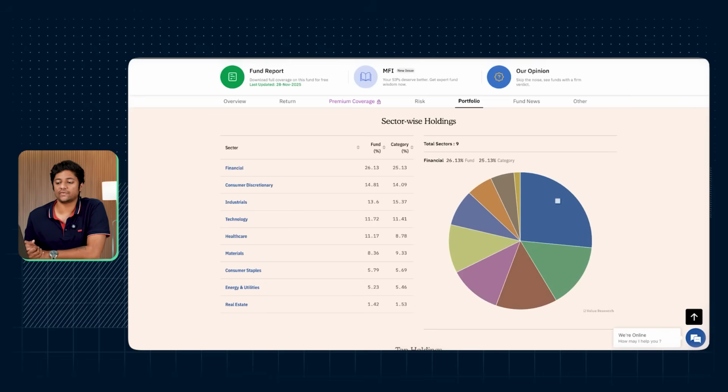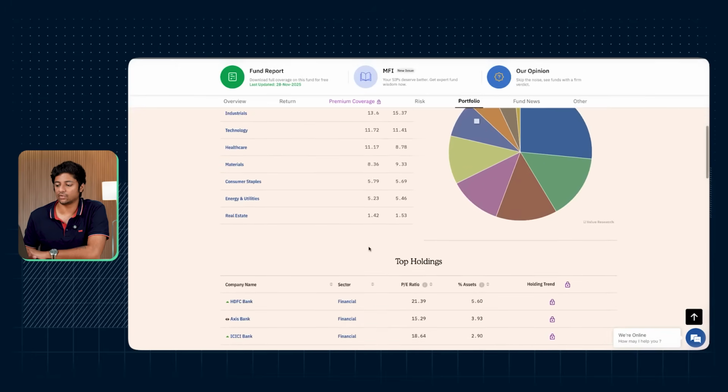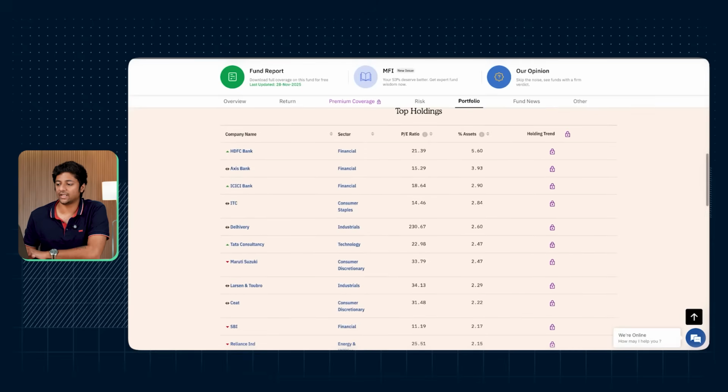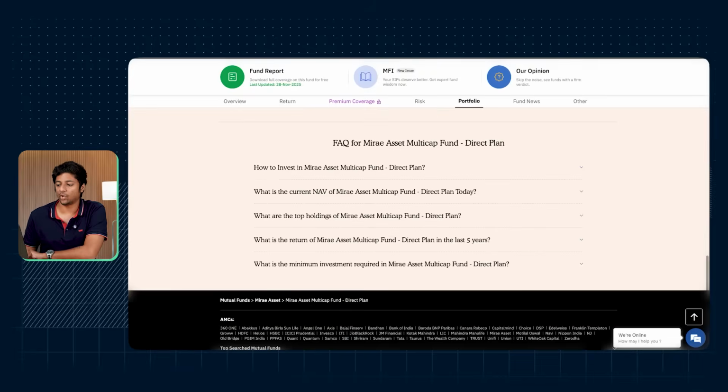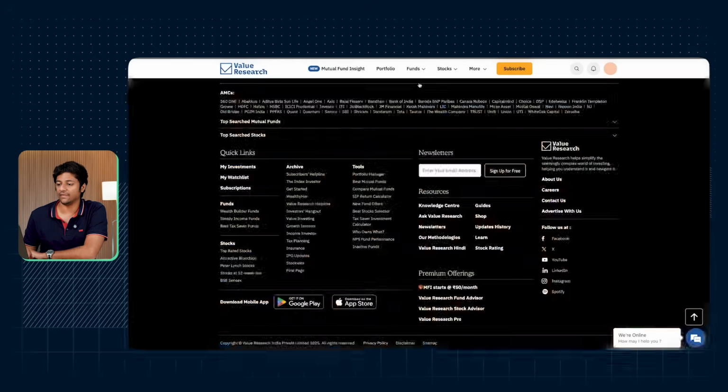Now, we see that most of the holdings of this company is in the financial space, which is 26%, right, compared to the category average of 25. And in India, most of the companies are in the financial space. If you look at Nifty, it predominantly holds a lot of financial companies, right? Consumer discretionary 14, industrial 13, technology 11, healthcare 11, materials 8, and then it goes slowly down there. The largest holdings they have currently right now is HDFC Bank with 5.6% holdings, Axis Bank, ICICI Bank, ITC Delivery, and then they will go play a little more aggressive on the bottom side, right? So this is again a very interesting portfolio.